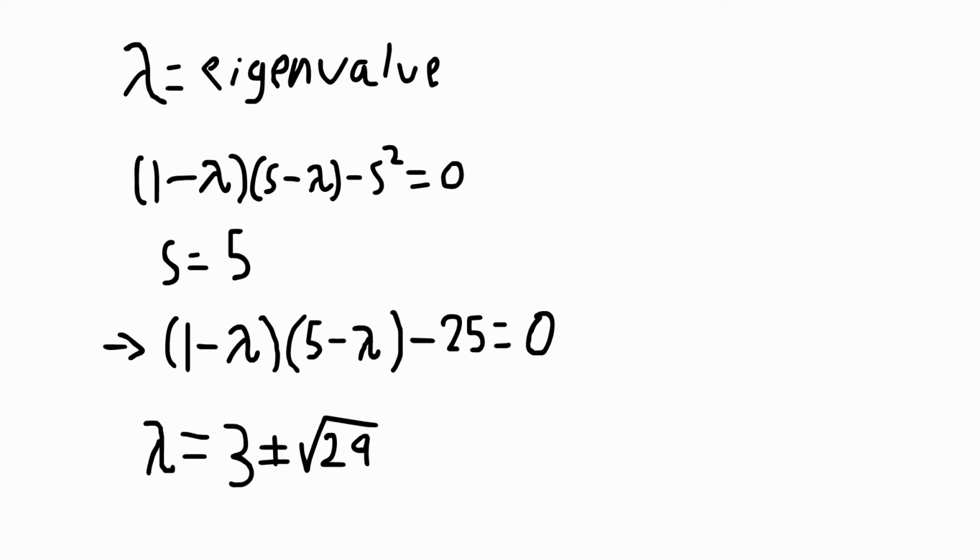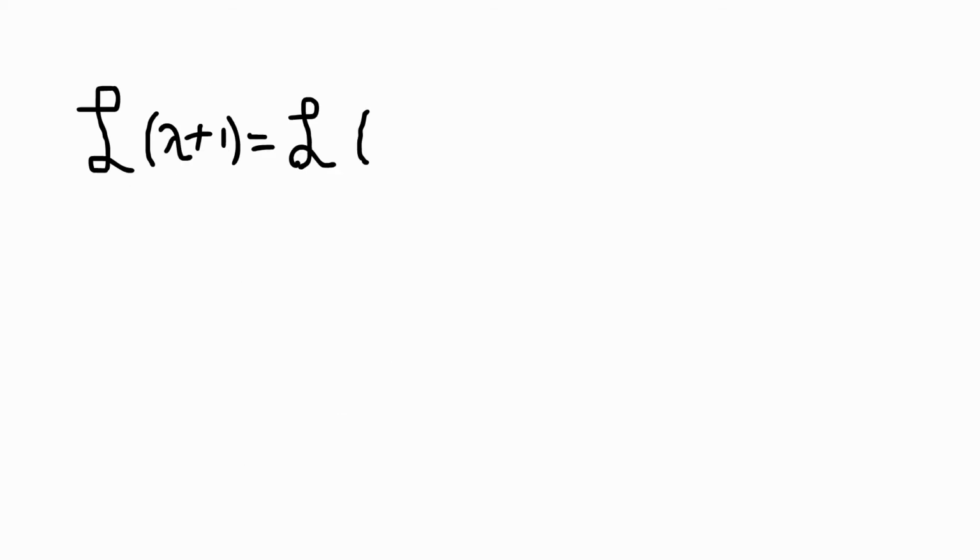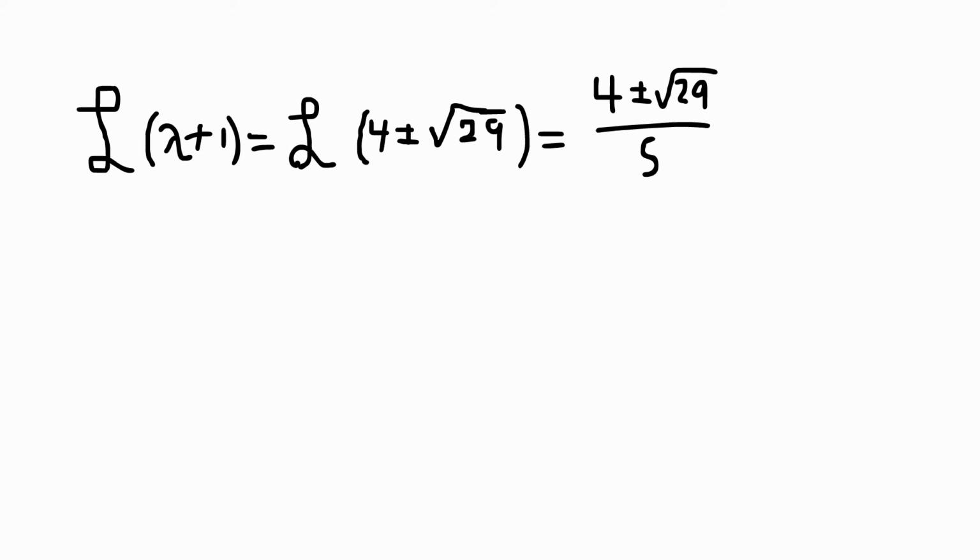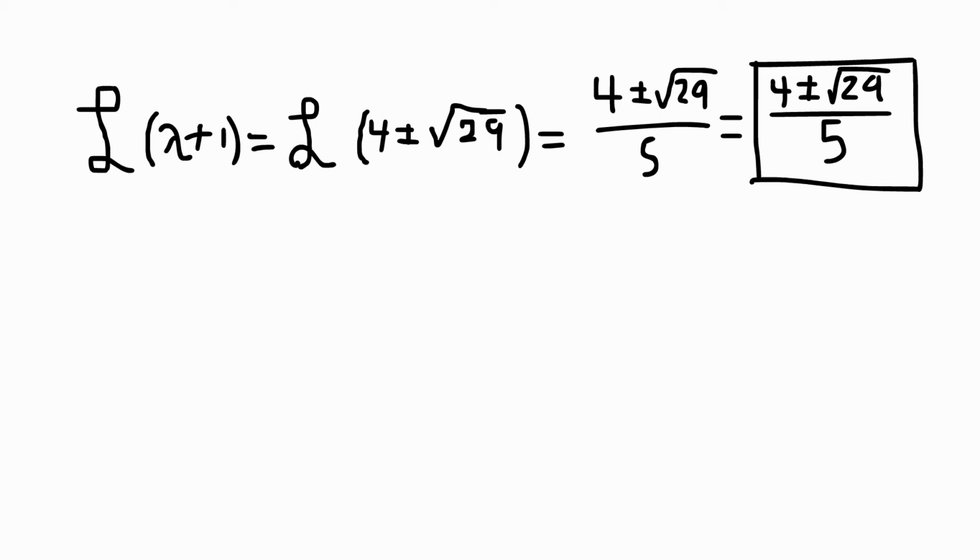Plugging the eigenvalue back into the Laplace transformation in place of lambda, we get the Laplace transformation of 4 plus or minus square root of 29, which is equal to 4 plus or minus the square root of 29 over s, and using Helen Keller's axiom once again, we can say that this is equal to 4 plus or minus 29 over 5. Since we've now found the value of f upside down, let's find the original function.